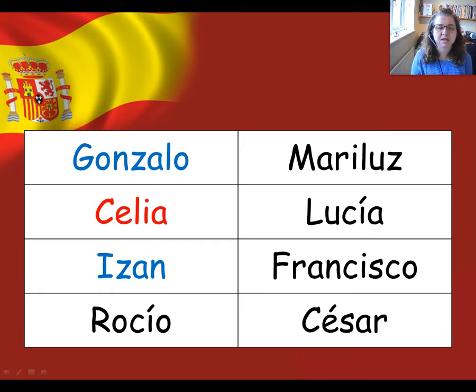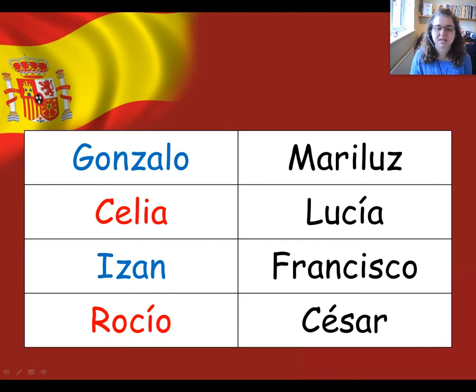And the next one is Rocio. What do you think? Is that a boy's name or a girl's name? This one is a girl's name. It ends in O, but it's actually a girl's name. Rocío means dew, like the dew you get on the grass in the mornings. There are a few Spanish girls' names that end in O.